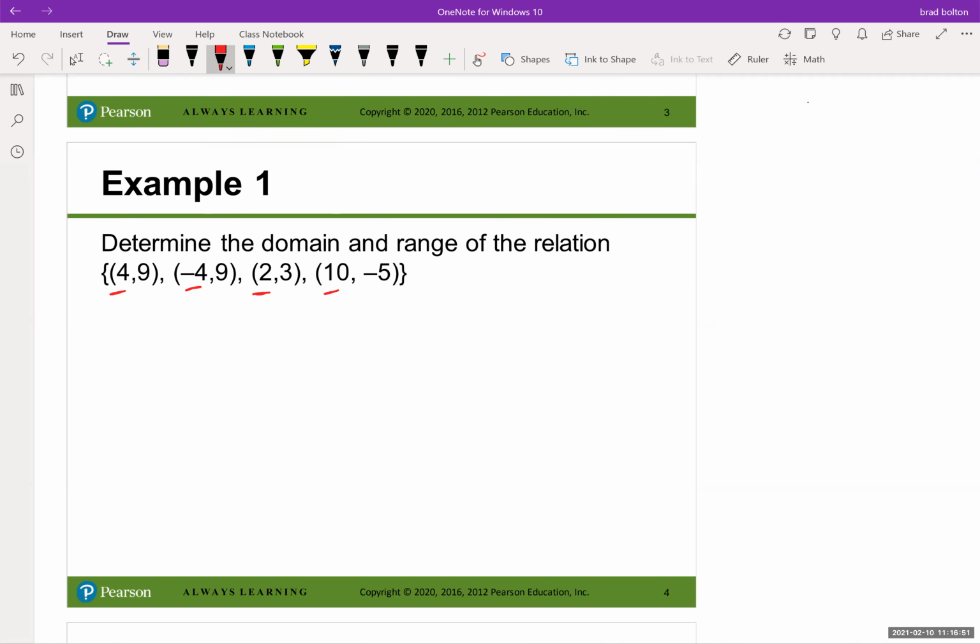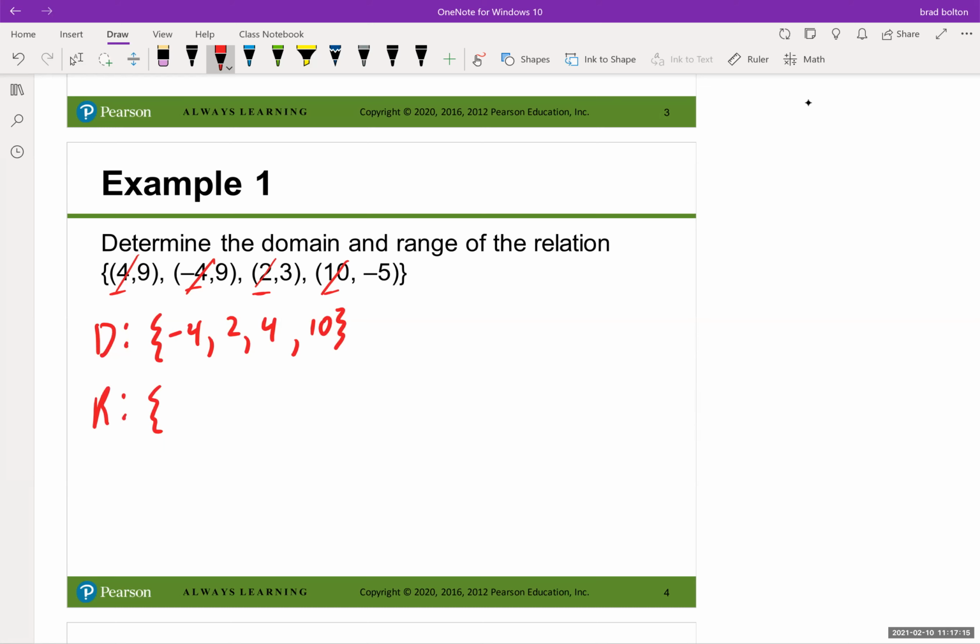They're going to say for this one, domain is going to be, now I like to go from smallest to biggest, and you should as well: -4, 2, 4. Let's see here, -2, we got that one. 4, we got that one. I'm sorry, 2, 4, -4, we got that one, and then 10. So that's the domain. Here's the range.